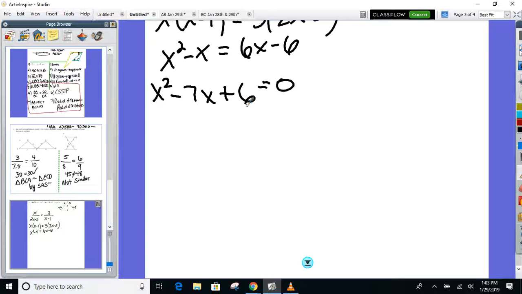If you're by yourself and you want to use quadratic formula, that's fine, but I cannot have you go into Algebra 2 next year just using quadratic formula. You need to have some ability to factor basic quadratic equations.